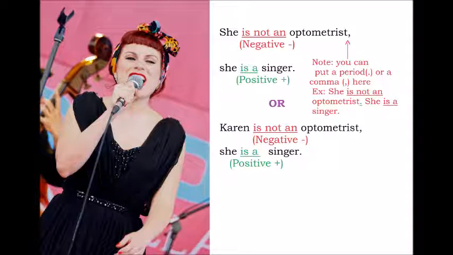And then we start the second sentence with a capitalized S for the she. She is a singer. Okay, so both of those are correct. She is not an optometrist, comma, she is a singer. Is a singer, again, that's the positive form right there. And if you know the person's name, you can also add it in there. Karen is not an optometrist. She is a singer.